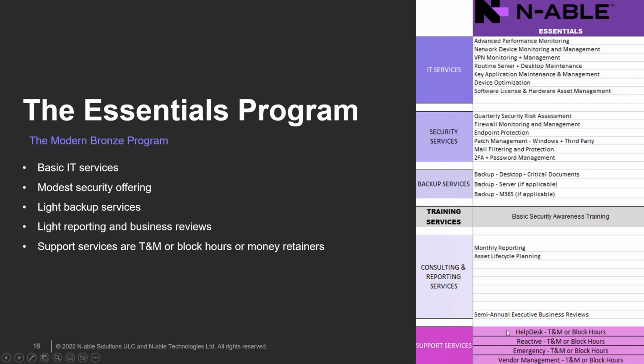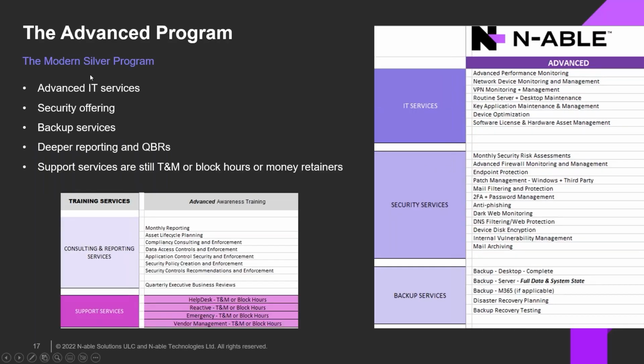And then support services, again, help desk, time and materials, reactive, time and material. Any emergency is a time and material, and vendor management is time and material. So any of the work that you're doing in terms of consuming support from your organization is time and material, the essential program. Now, what is the advanced program?